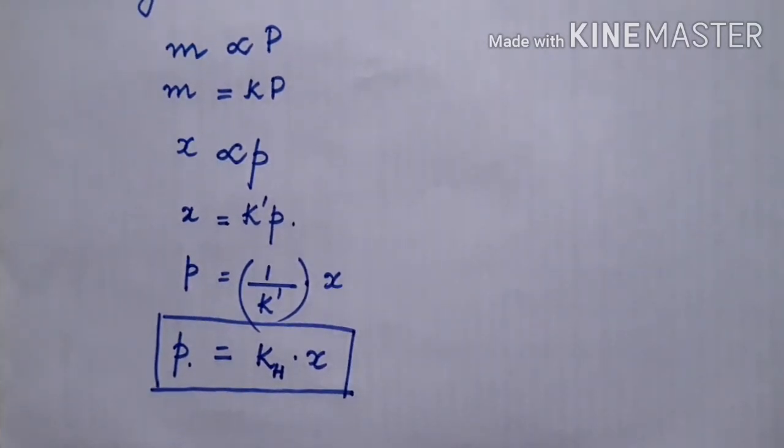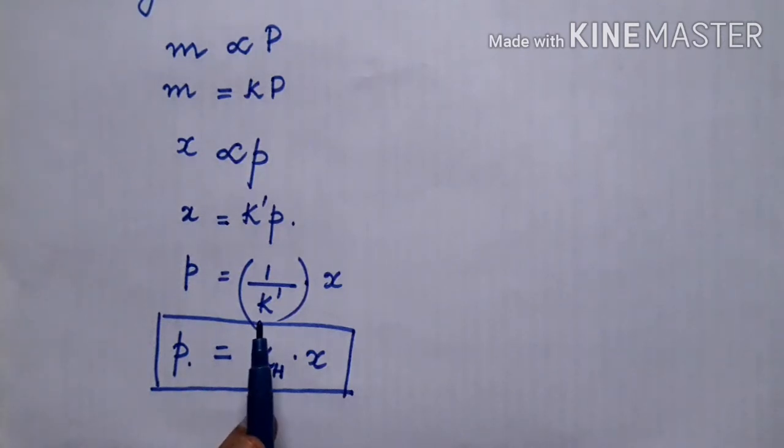So Henry's law is also stated as: the partial pressure of a gas in vapor phase is proportional to the mole fraction of the gas in solution, where KH represents the Henry's law constant, P is the partial pressure, and X is the mole fraction. KH depends upon the nature of the gas.